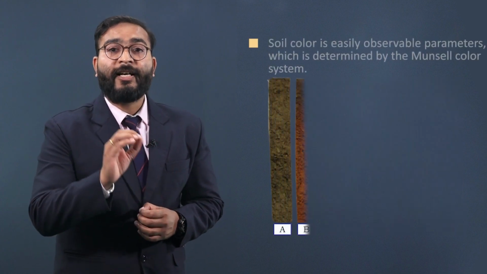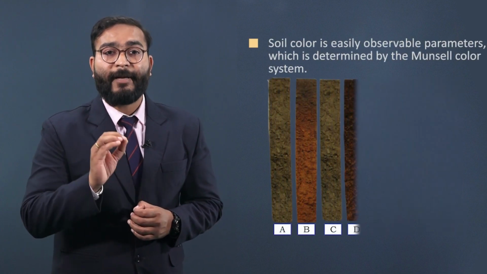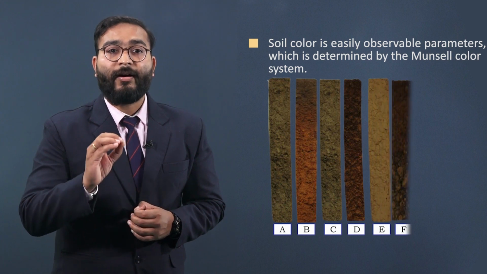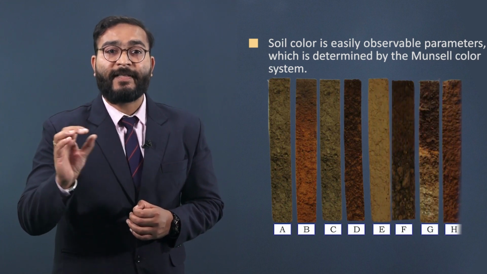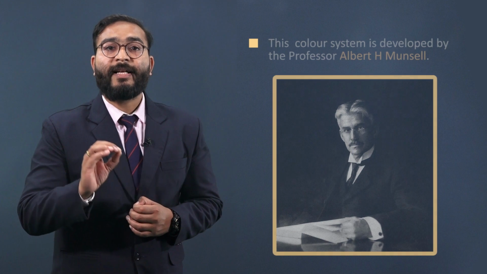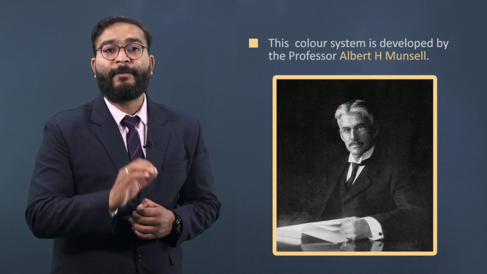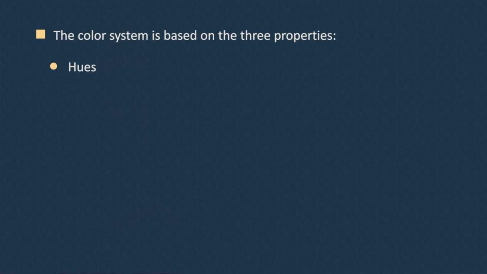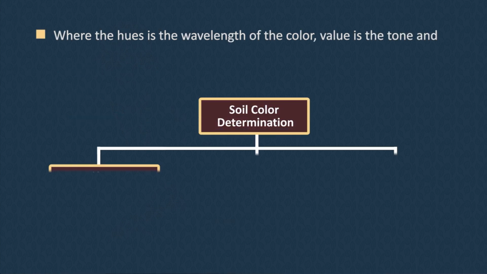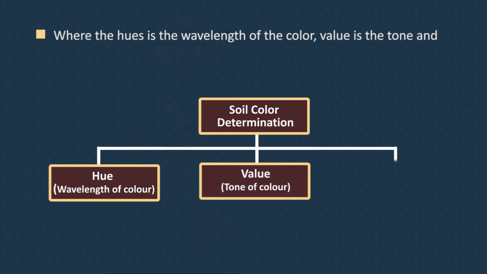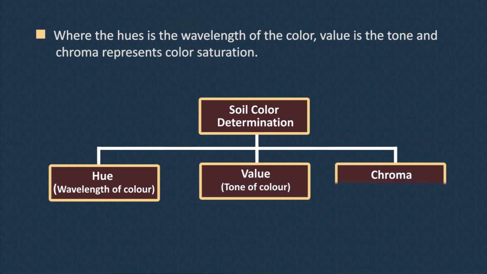Viewers, soil color is an easily observable parameter which is determined by the Munsell color system. This color system was developed by Professor Albert H. Munsell. The color system is based on 3 properties: hue, value and chroma. Whereas hue is the wavelength of the color, value represents the tone and chroma represents the color saturation.